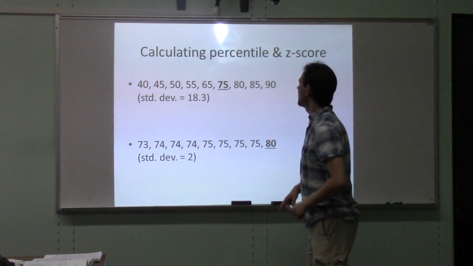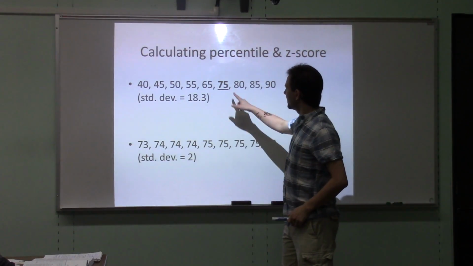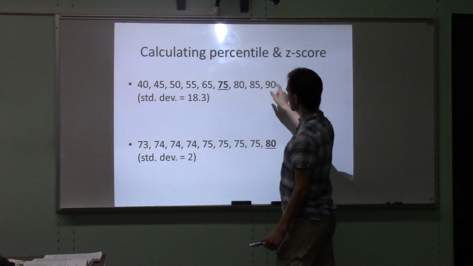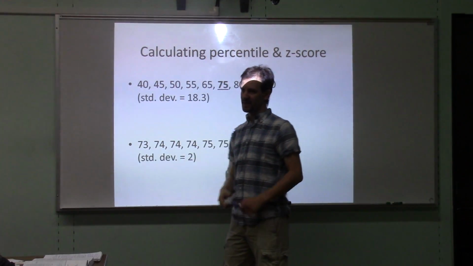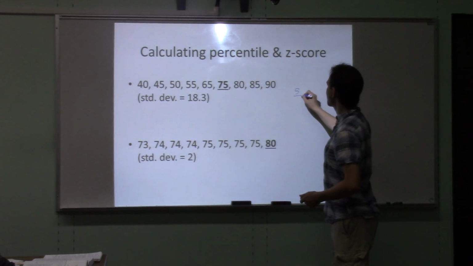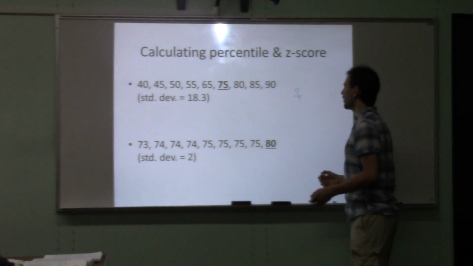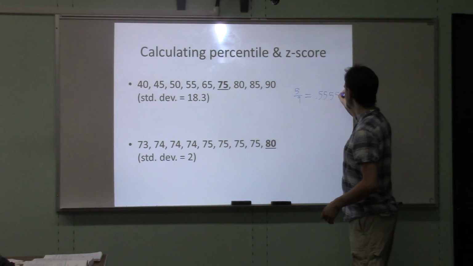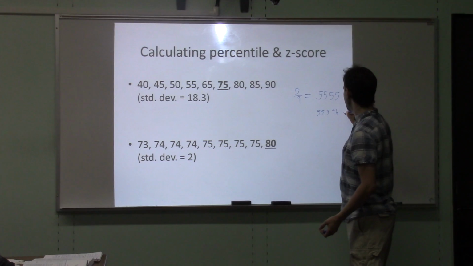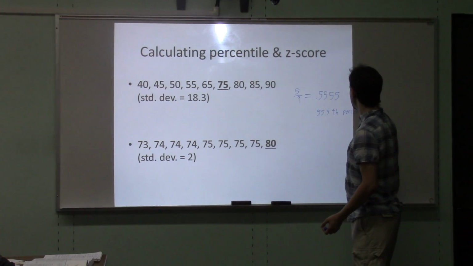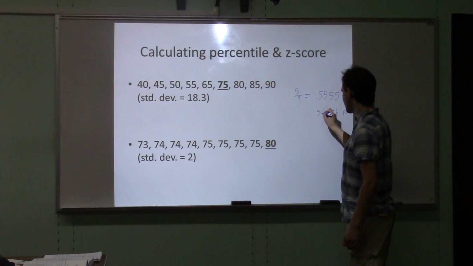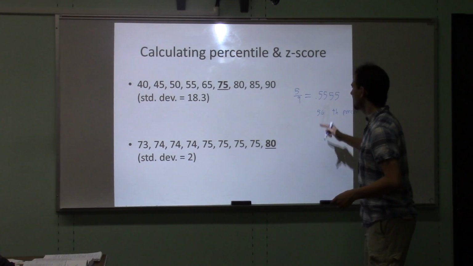Let's start with the percentile. What percentile is this result? Well, 75 is above 1, 2, 3, 4, 5 results out of a total of 1, 2, 3, 4, 5, 6, 7, 8, 9 results. So it is above 5 out of the 9 data points. That gives it a percentile of basically 55.5. Usually people just round it to the nearest percentile and say it's the 56th percentile.